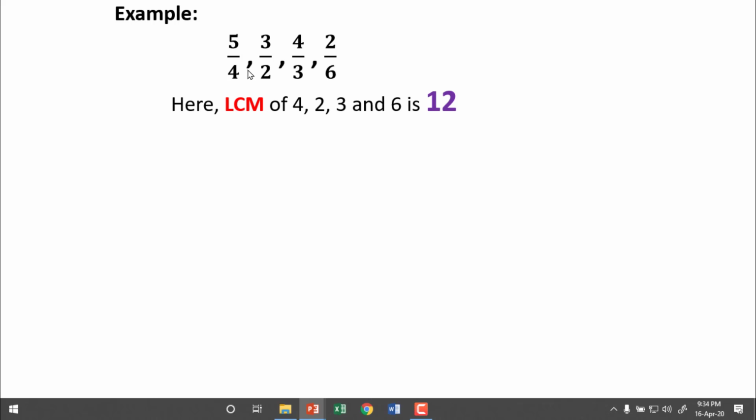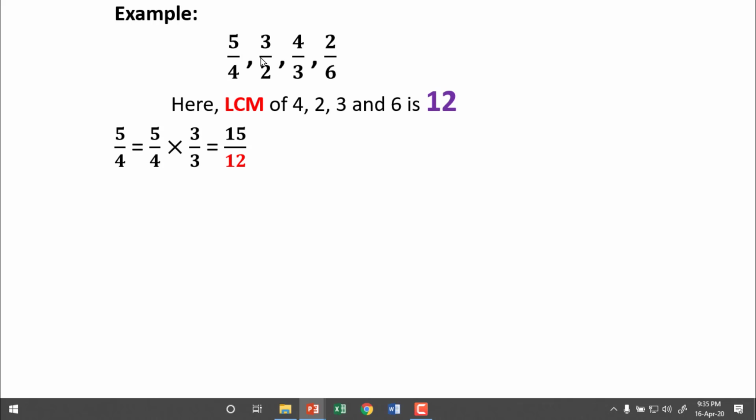So let's see. First one, 5 by 4. So here the denominator is 4, but we have to make the denominator 12. So how can we make 12? If we multiply 3 with 4, we will get 12. So if we multiply 3 with the denominator, at the same time we have to multiply the same number with the numerator. Look, 4 multiply 3, we will get 12. So we have to multiply 3 with 5 also. So 5 multiply 3, we will get 15. So 15 by 12 is the equivalent fraction for 5 by 4.